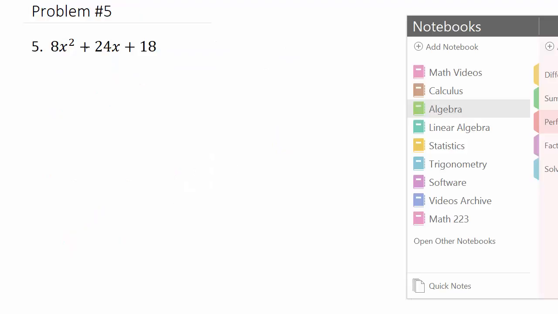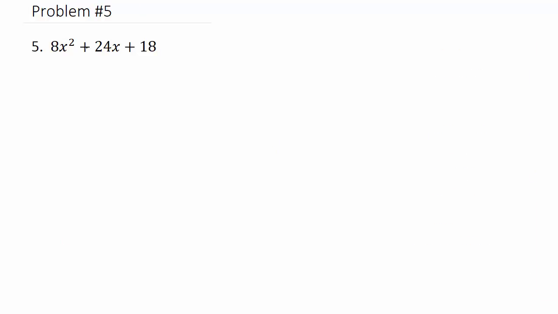Alright, so let's take a look at our last problem. Let's look at the first term. Square root of 8x squared. Well, 8's not a perfect square. The last term, 18, is not a perfect square either. But if you notice, we can factor out a 2. So this is 2 times 4x squared plus 12x plus 9.